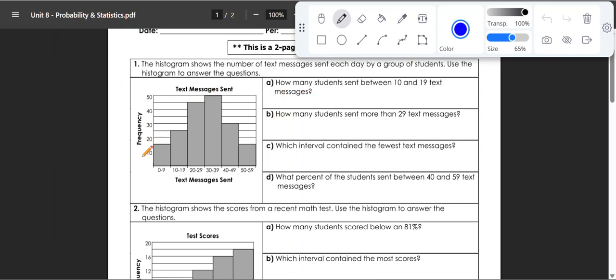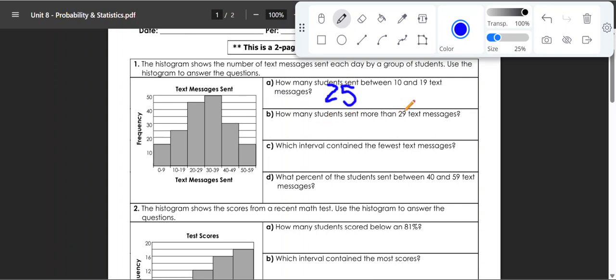All right, so this gives us our histogram here. It says text messages sent, and then the frequency, right? So this is the amount of students and how many text messages they sent, and it does say in a day, each day. Right, so how many students sent between 10 and 19 text messages? So 10 and 19, I see is a range right here. So I can go up and I can see that it's between 20 and 30. So what's between 20 and 30? That would be 25. So 25 students are between 10 and 19.